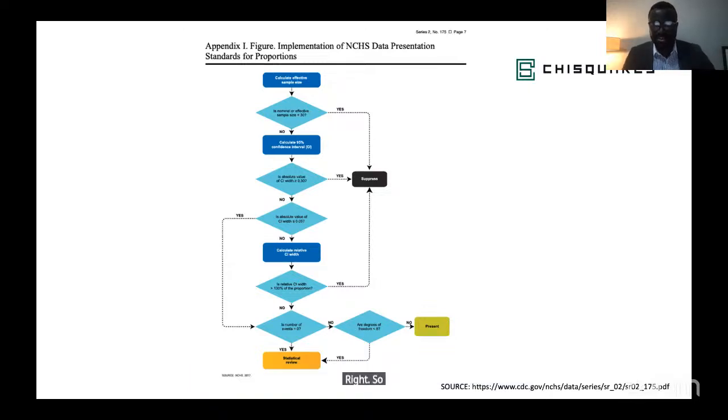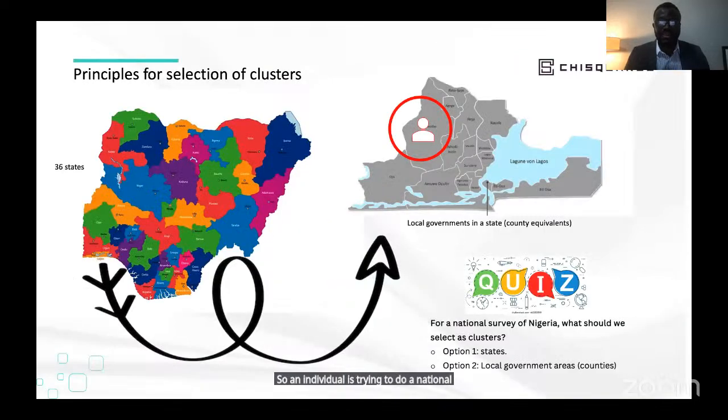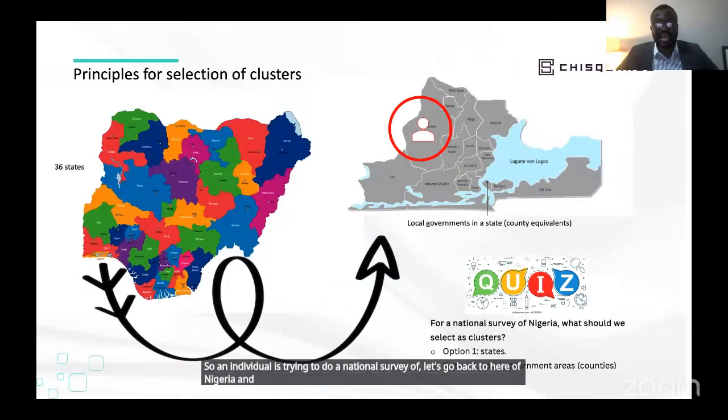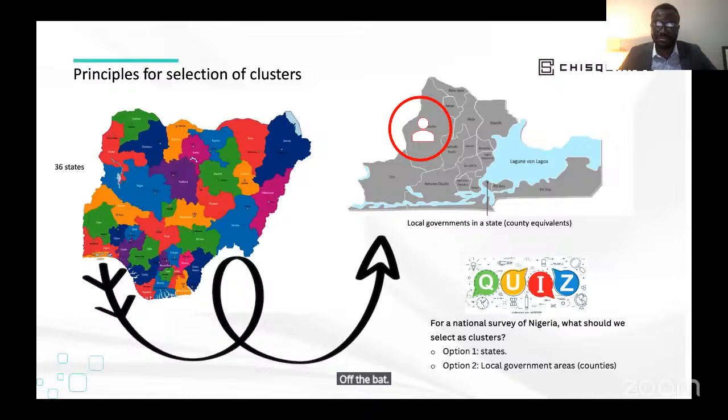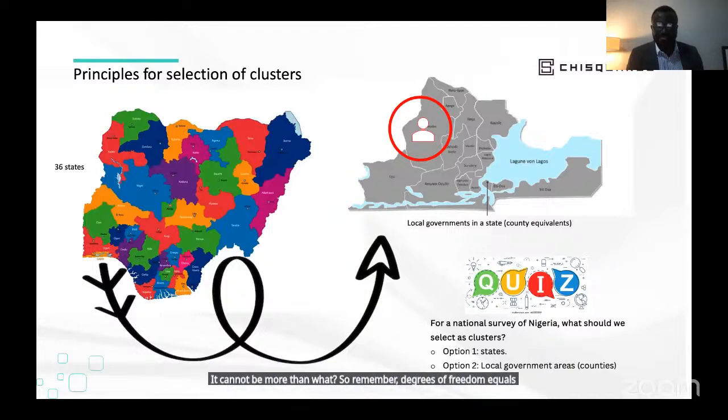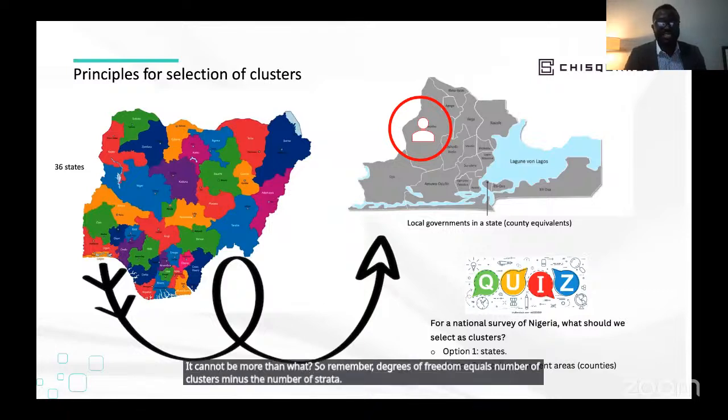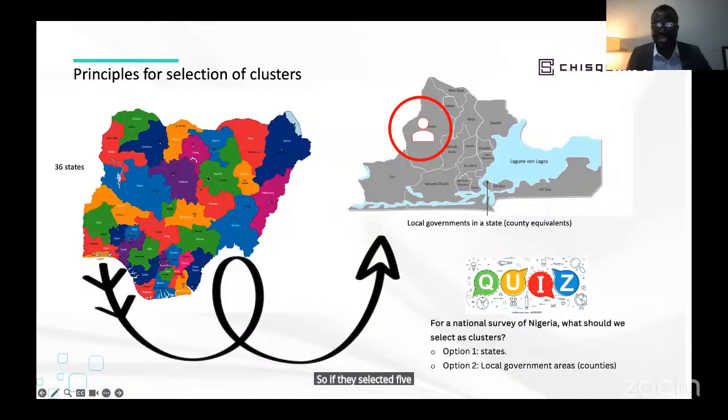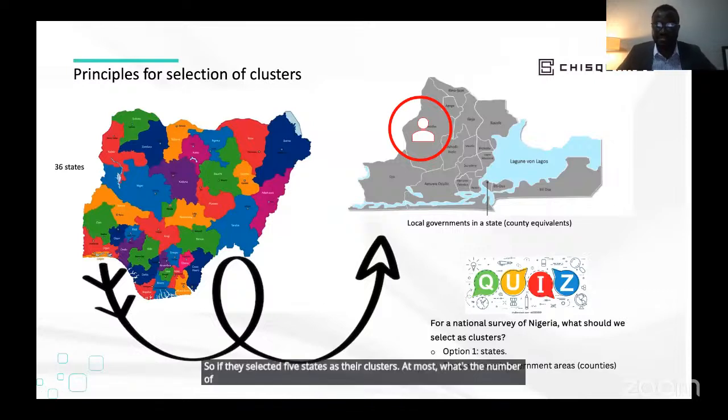So an individual is trying to do a national survey of, let's go back to here, of Nigeria, and they say, oh, well, I'm going to use states. I'm going to sample states, and I will sample 5 states. Off the bat, what's their degrees of freedom now? Their degrees of freedom cannot be greater than what? Whatever it is at the end of the day, it cannot be more than what? So remember, degrees of freedom equals number of clusters minus the number of strata. So if they selected 5 states as their clusters, at most, what's the number of degrees of freedom they have?